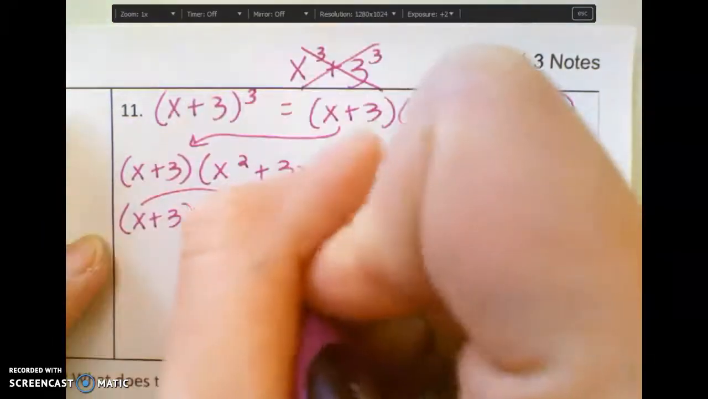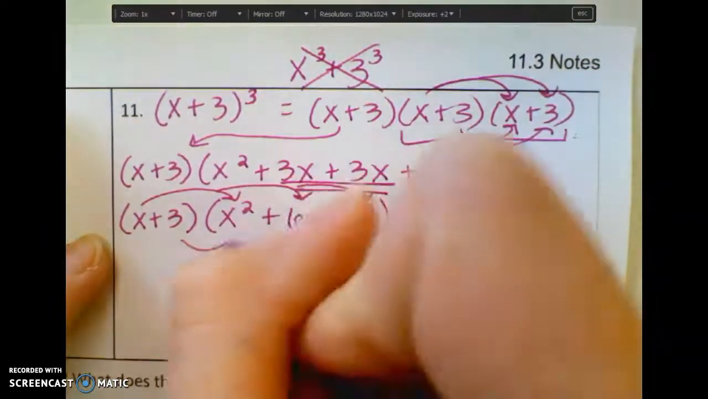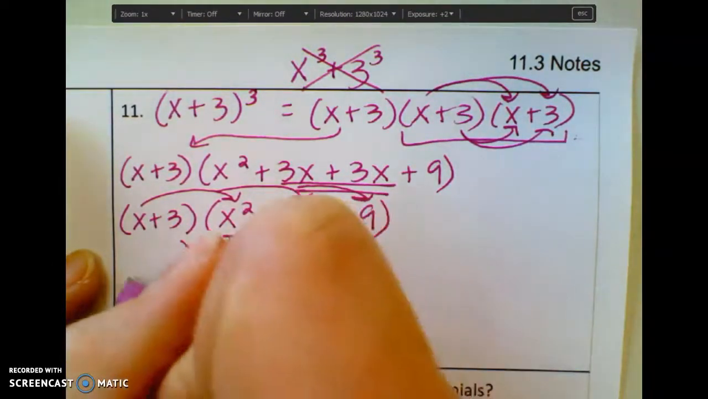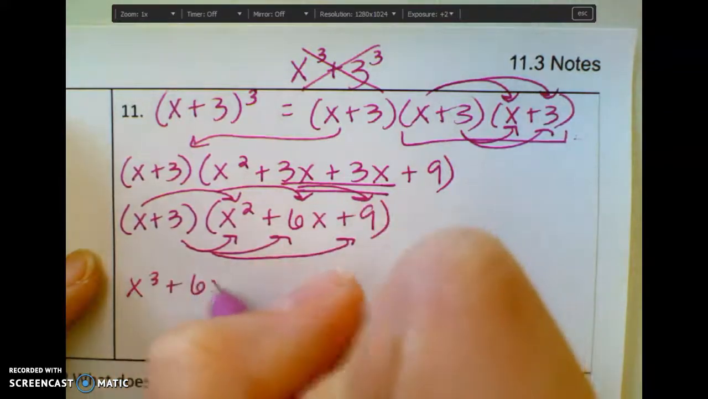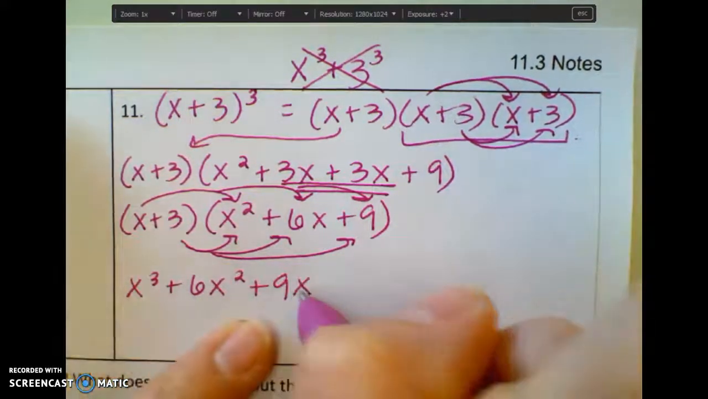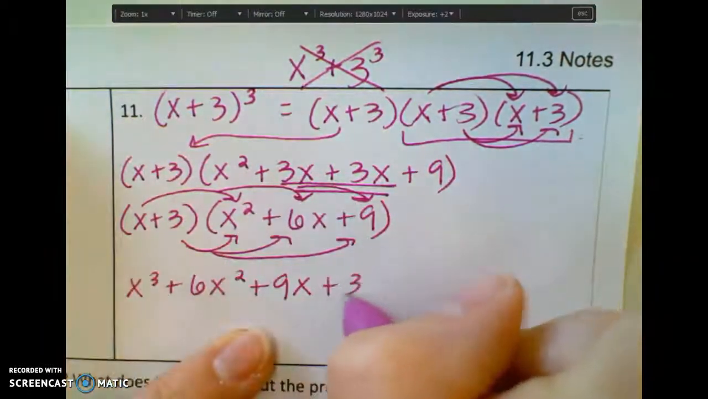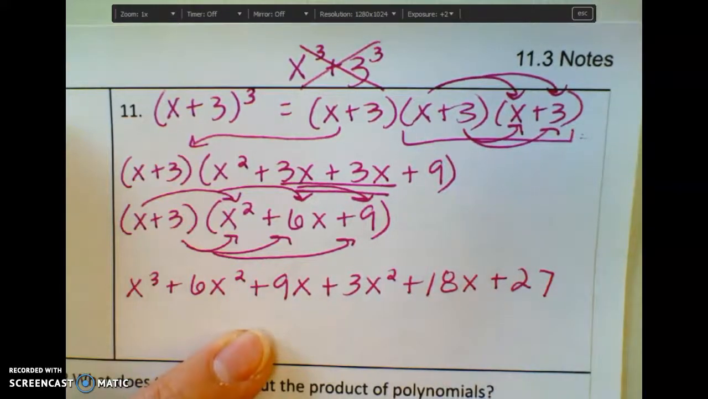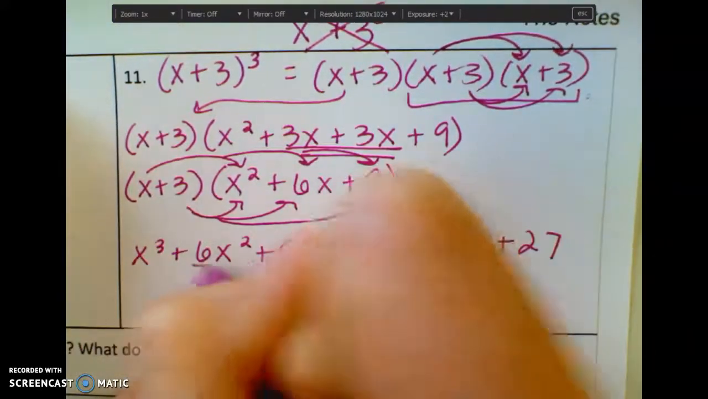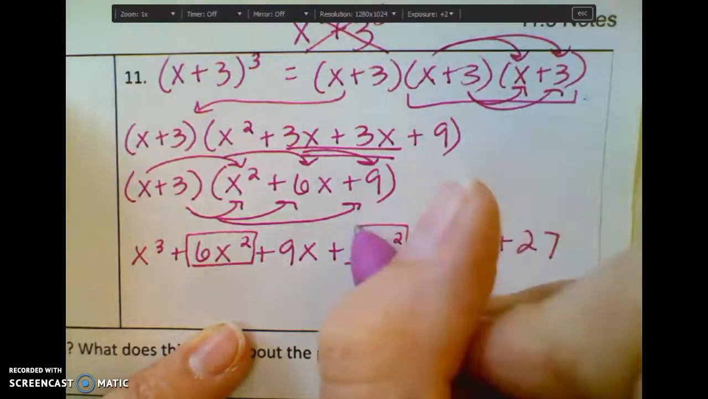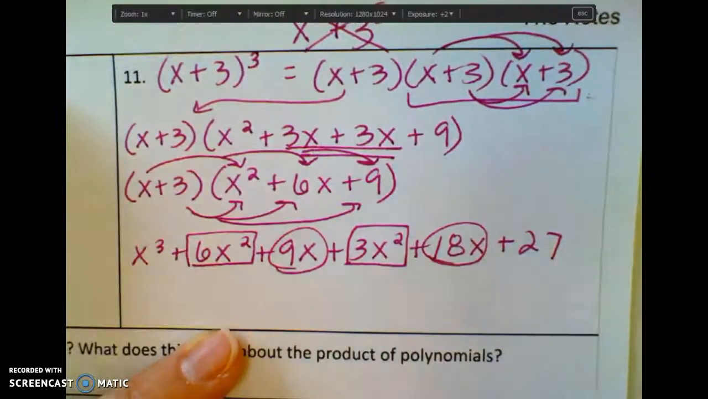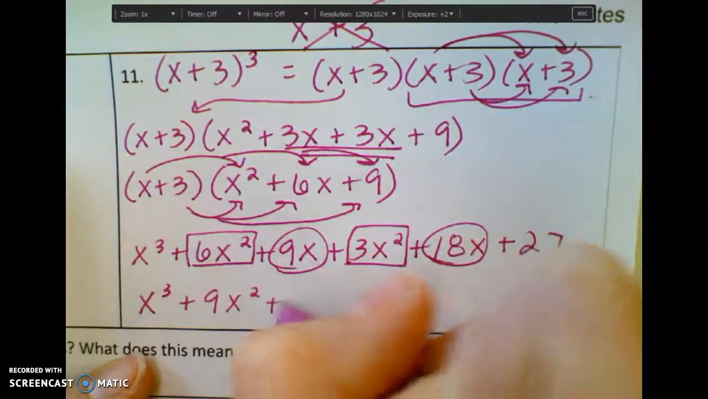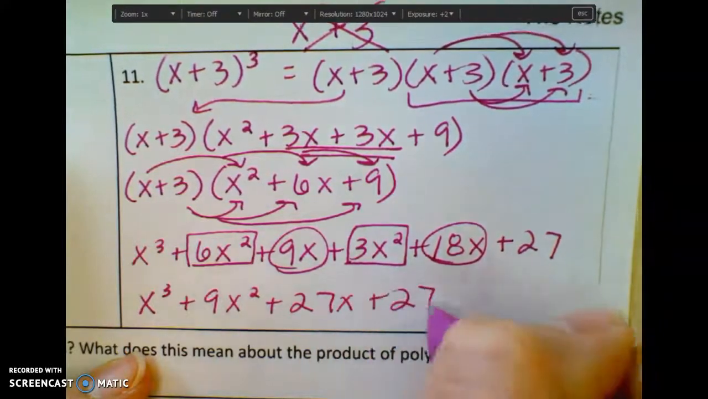Well, now we can distribute this x to everything, distribute the 3 to everything. So that's going to give me x cubed plus 6x squared plus 9x. And then when we distribute the 3, plus 3x squared plus 18x plus 27. Last step, we need to combine our like terms. So 6x squared plus 3x squared, 9x plus 18x. So we have x cubed plus 9x squared plus 27x plus 27.